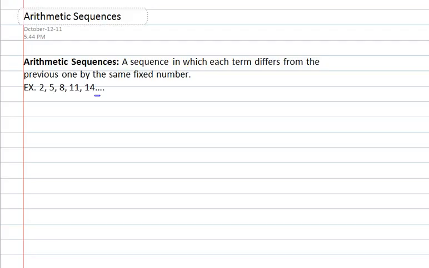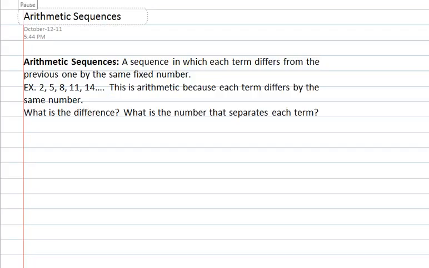So if you took a look at the sequence 2, 5, 8, 11, and 14, most of you guys could predict what the next term would be. But the reason this is an arithmetic sequence is that each term actually differs by the same number. So what exactly is that difference? What is that number that separates each term?